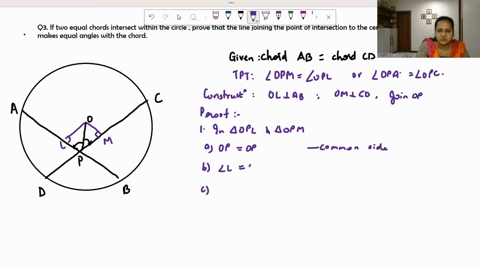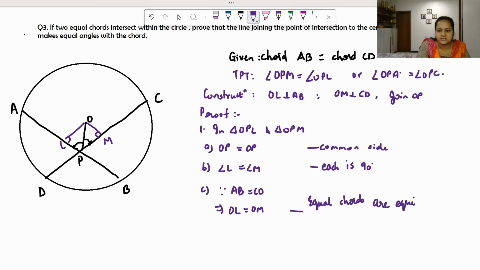We have angle L is equal to angle M. Each is 90 because it is perpendicular. OL perpendicular to AB and OM perpendicular to CD. So each becomes 90. Then, since AB is equal to CD, this implies that OL is equal to OM. Why? Equal chords are equidistant from the center of the circle.